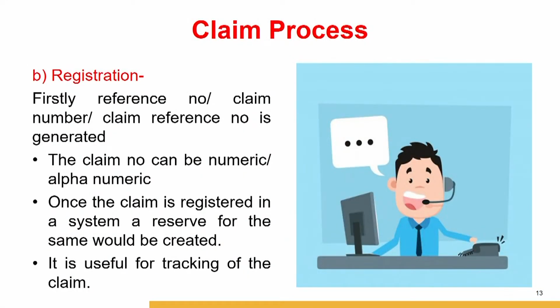What will happen when you intimate? The registration of your claim takes place. First, a reference number or claim number is generated. The claim number can be numerical or alphanumerical; generally I have seen it's alphanumerical. Once the claim is registered in the system, a reserve is created for it, which is useful for tracking the claim. So the second step, in layman's language, is that you will get your claim number.